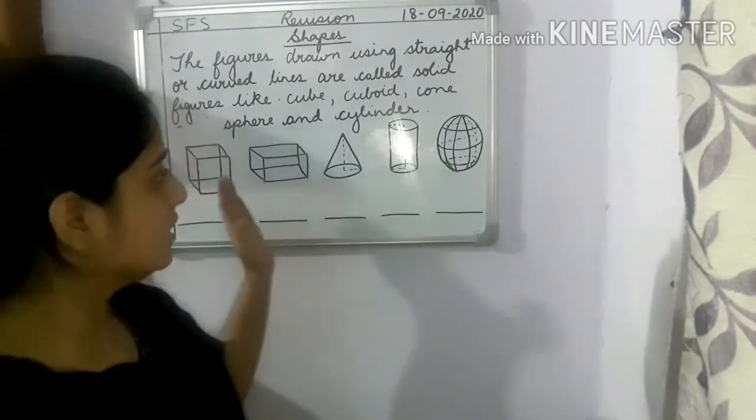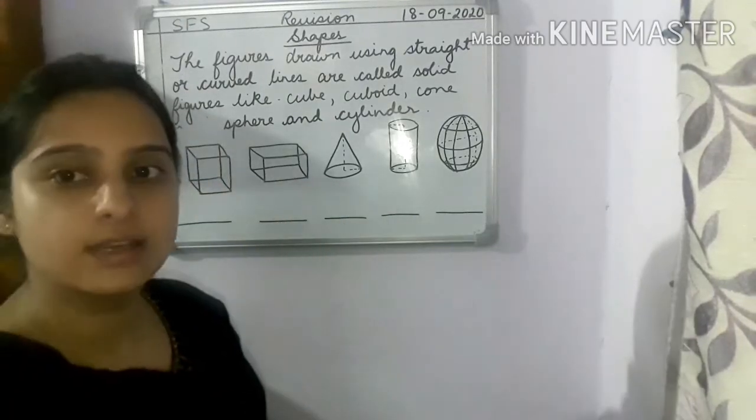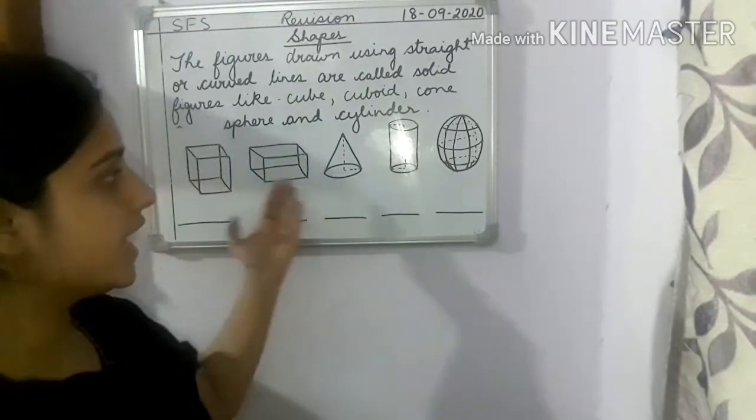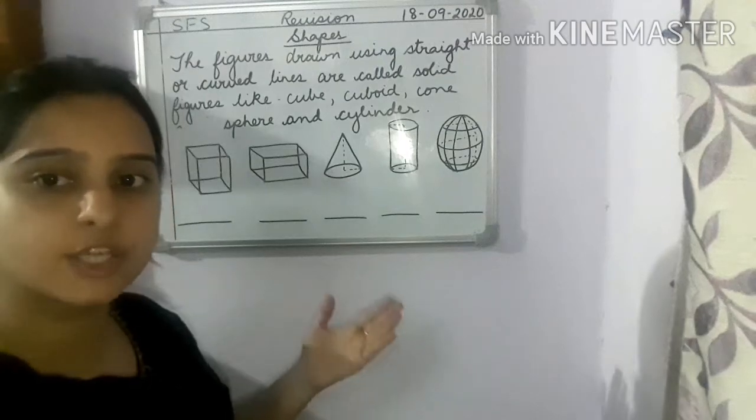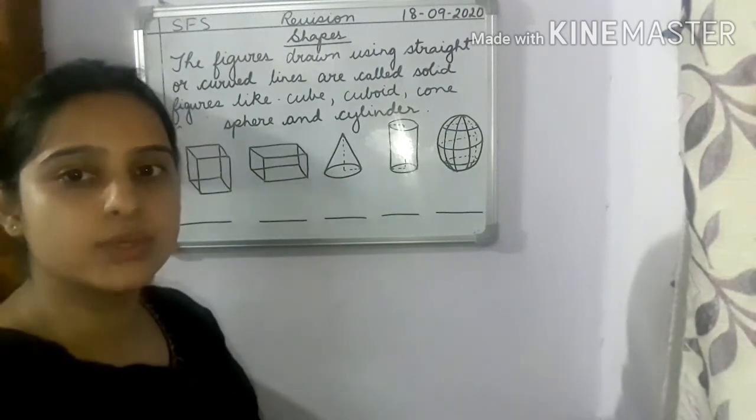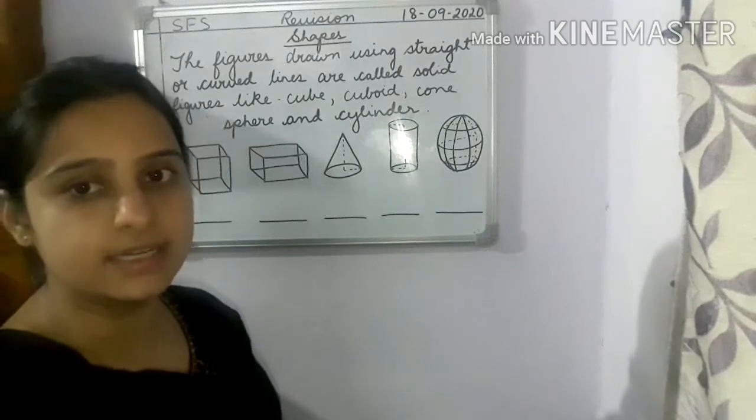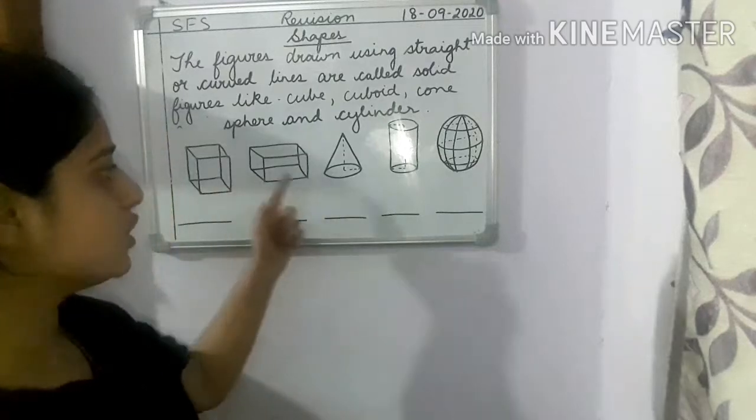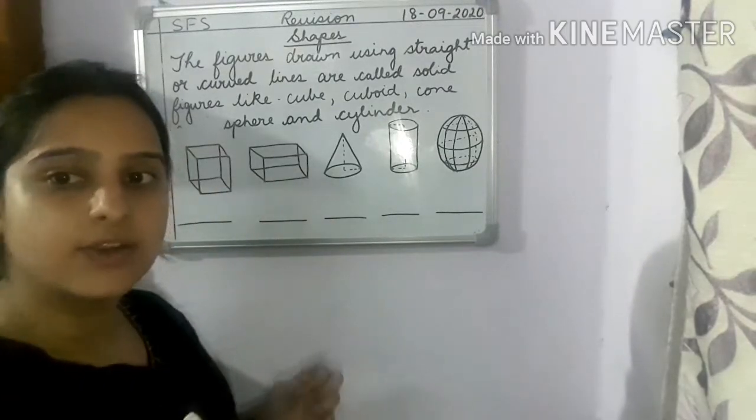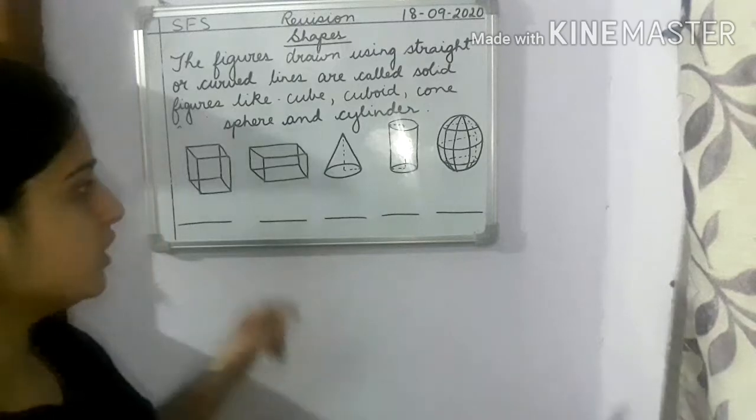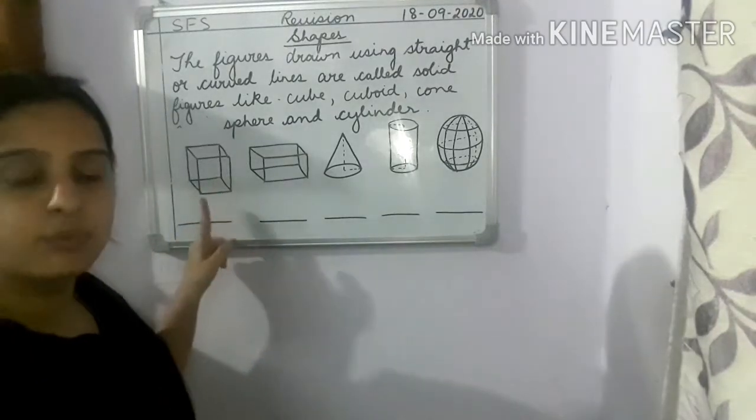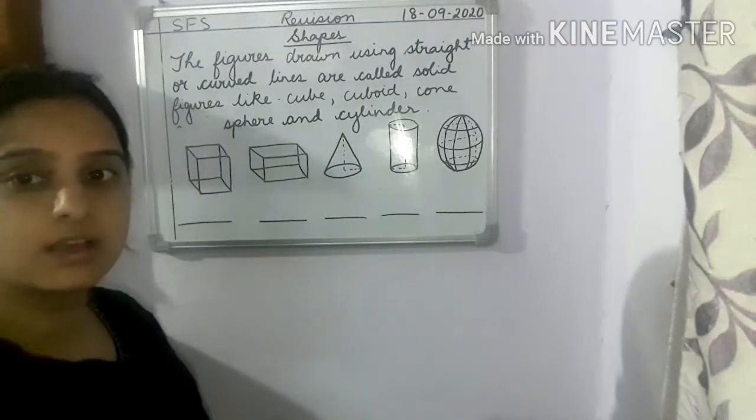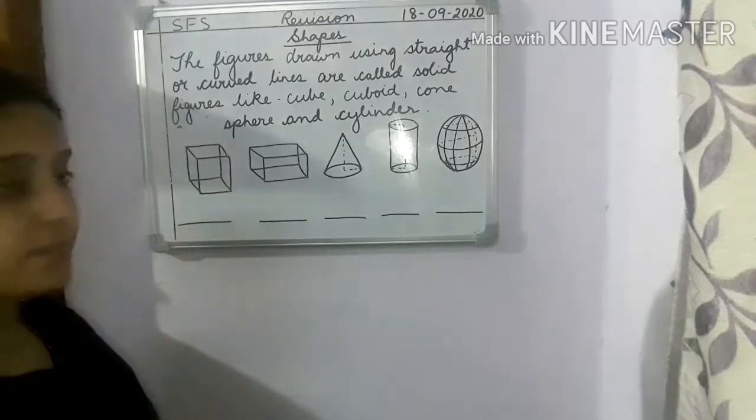Clear? Now, children, you can see these pictures. These are your solid figures. Now we have to identify which is cube, which is cuboid, which is cone, which is cylinder and which is sphere. So you can do this yourself, children. You can draw the pictures first and write the answer yourself. So first figure is what? This figure is, children, your cube.